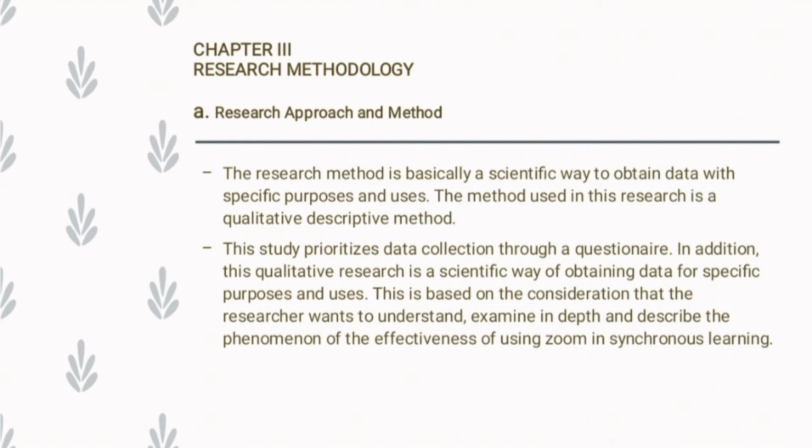A. Research approach and method. The research method is basically a scientific way to obtain data with a specific purpose and use. The method used in this research is a qualitative descriptive method. This study prioritized data collection through a questionnaire. In addition, this qualitative research is a scientific way of obtaining data for specific purposes and uses.